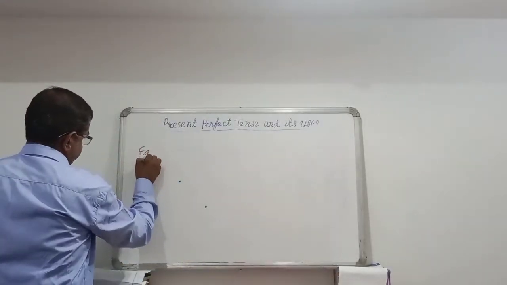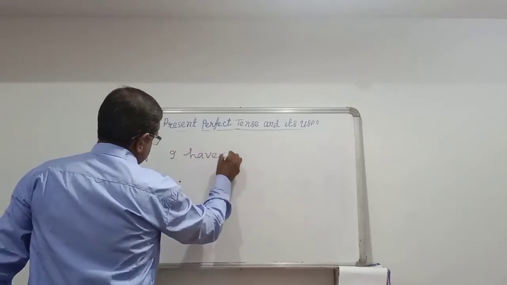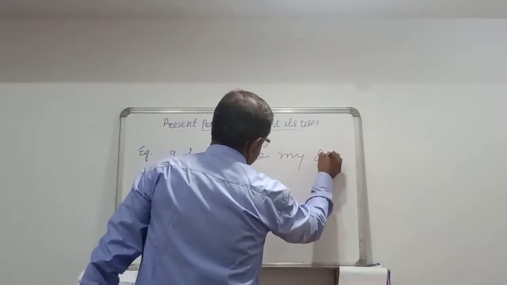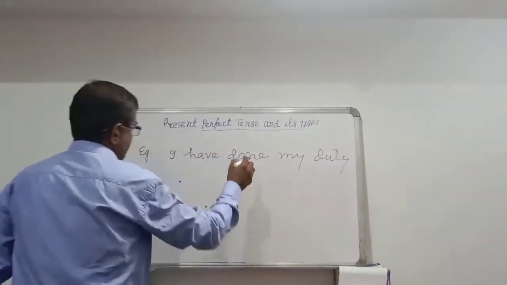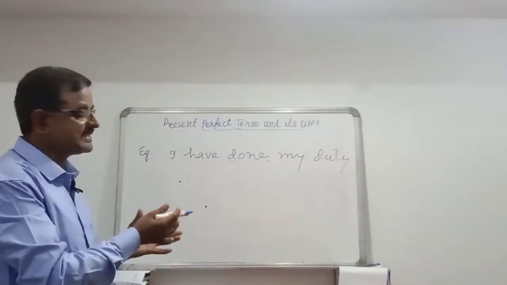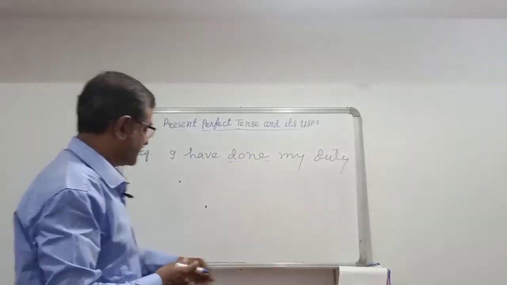Number 2 use: present perfect tense is used in order to show an action that has just been completed. As for example, you see, I have done my duty. This action has just been completed. So you can say present perfect tense is used to express an action that has just been completed.